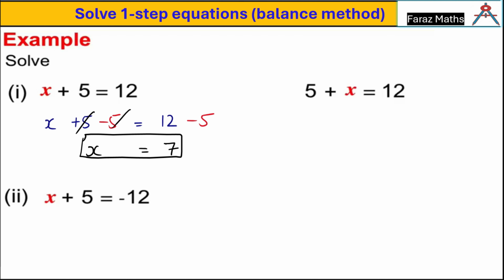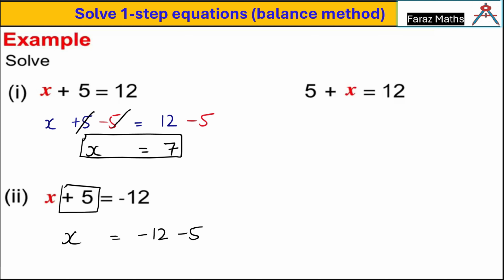Okay, the next one: x plus 5 equals negative 12. We can also do it in this way. Since there is plus 5 there, we will say that x equals minus 12 minus 5. Now there is no need to write minus 5 on the left, because I already know that if I subtract 5 from the left side, plus 5 minus 5 is 0. So there is no need to write or mention it. You can just do it directly: x equals minus 12 minus 5.